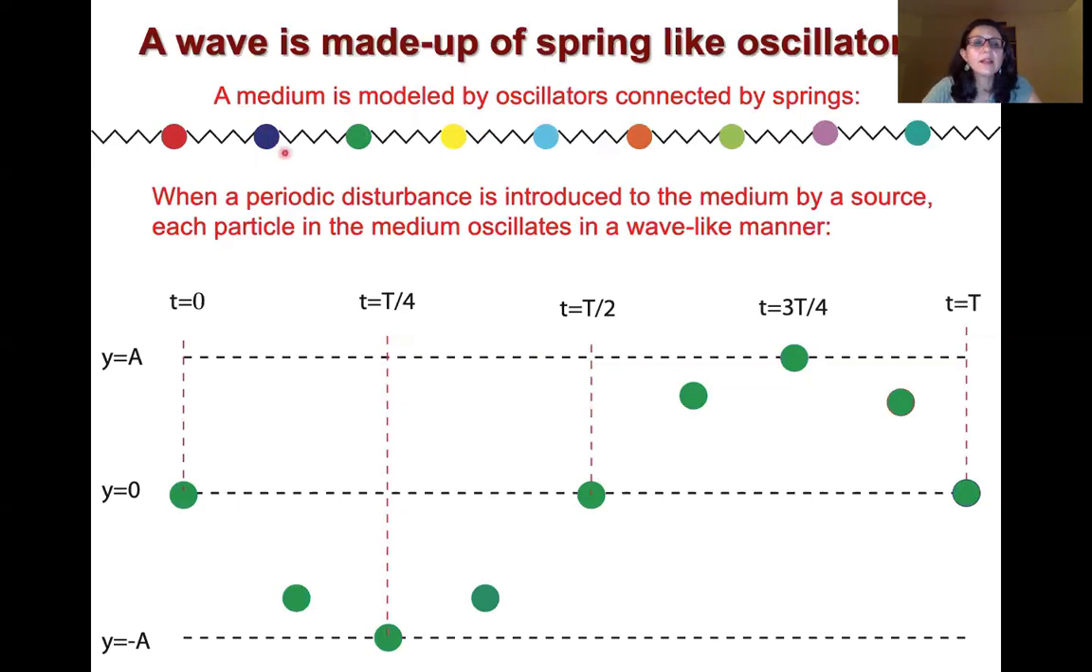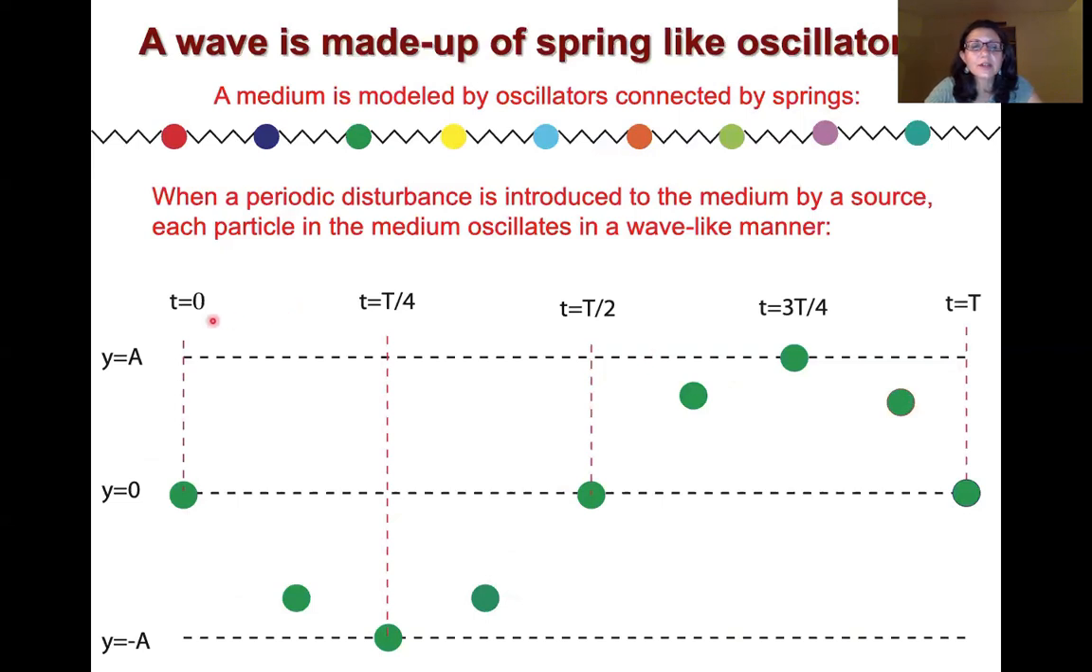Now, when a periodic disturbance is introduced to this medium, since a wave is something that has this periodicity, then each particle in the medium oscillates in a wave-like manner, which looks a lot like a sine function. So we will see that these waves can be described mathematically with sine functions.